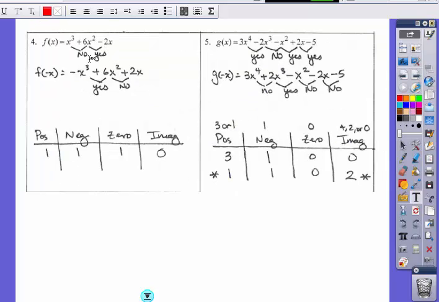On number 4, I have 1 sign change here from the positive to the negative. When I do f of negative x, I have 1 sign change from my x cubed to my x squared. And on this, I can factor out an x, so I'm going to have 1, 0 there. So the max I can have for positive is 1, the max I can have for negative is 1, and the max I have for 0, I have to have 1 there.